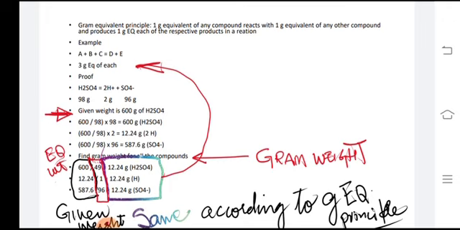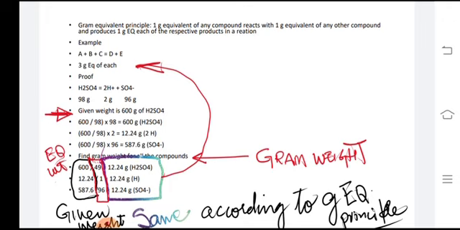Now let's prove it. We have an example of H2SO4, and it is going to be dissociated into 2H and sulfate ion. And what are the molecular weights of these compounds? Let's write it here. So 98 grams of H2SO4, and then 2 grams of hydrogen and 96 grams of sulfate.